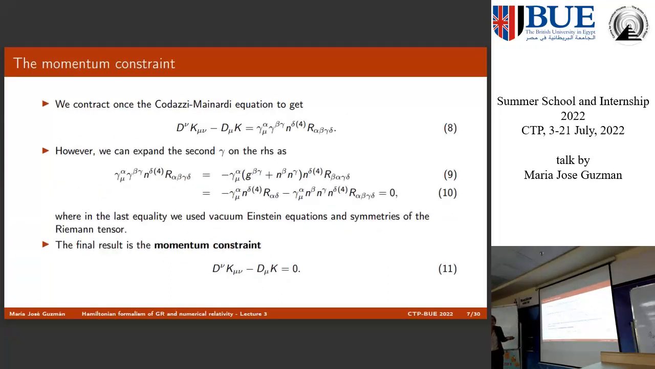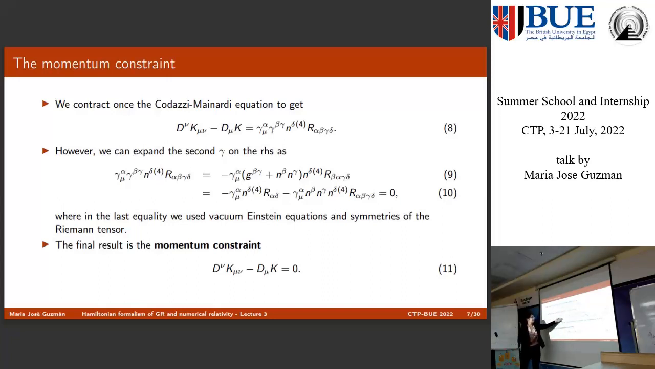And then I take the other equation. I just have 2 equations, which were very complicated. The second complicated one is the Codazzi-Mainardi equation. And then I expand these projectors here. They are metric plus normal vector. And then I play a little bit.